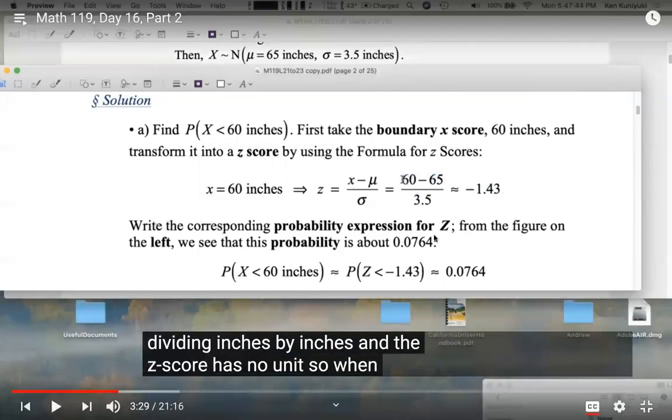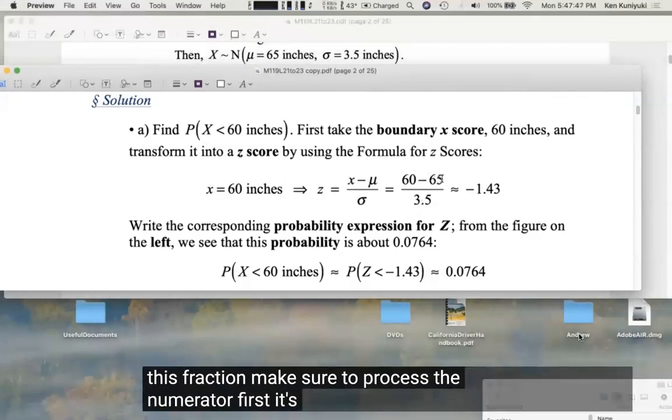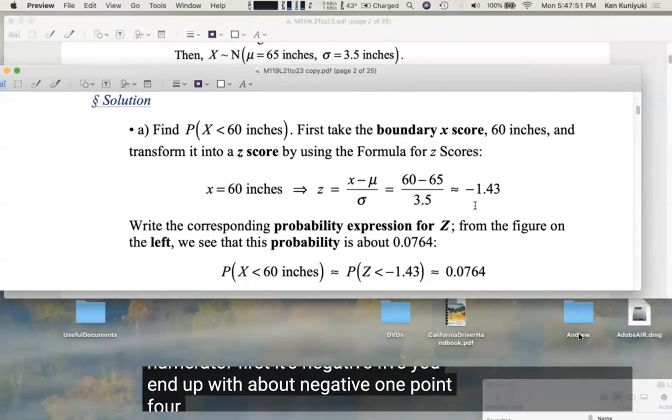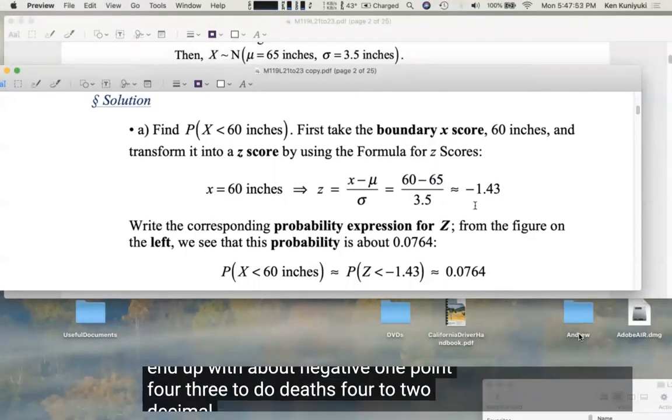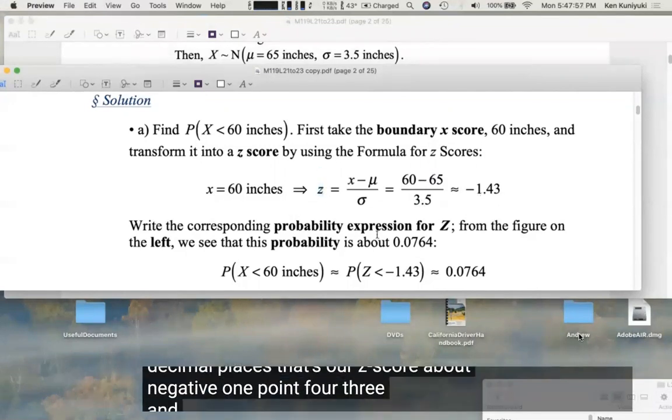By the way, you must show this work on the homework. You must show 60 minus 65 all over 3.5. You must show that work, because the number's in the hint. To work out this fraction, make sure to process the numerator first. It's negative 5. You end up with about negative 1.43 to two decimal places. That's our z-score, about negative 1.43.